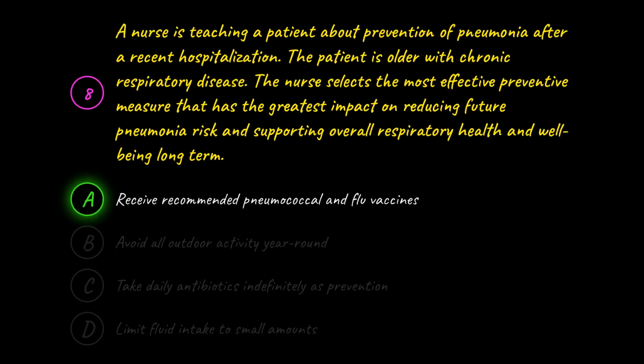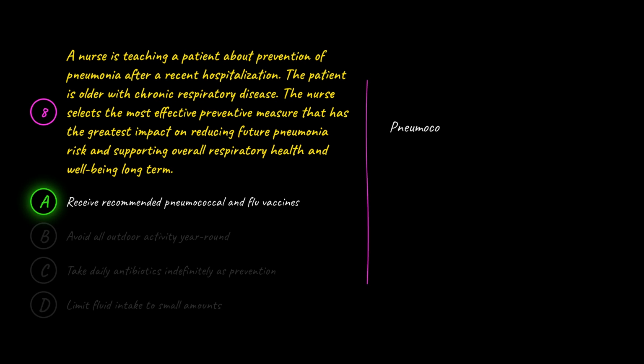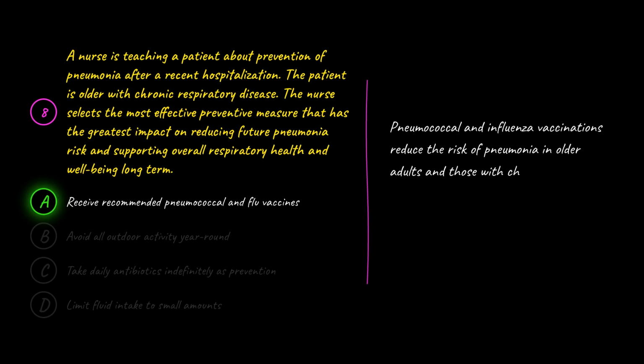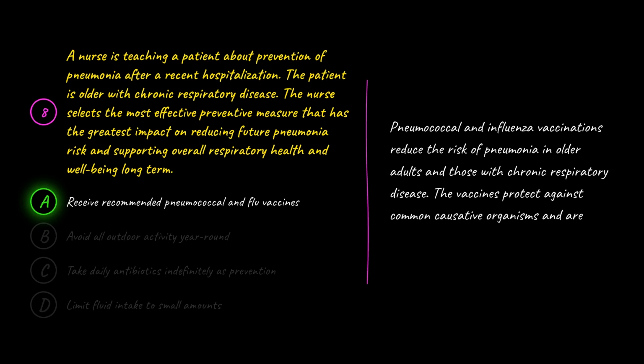The correct answer is A. Receive recommended pneumococcal and flu vaccines. A is correct because pneumococcal and influenza vaccinations reduce the risk of pneumonia in older adults and those with chronic respiratory disease. The vaccines protect against common causative organisms and are part of standard preventive guidance for the population.